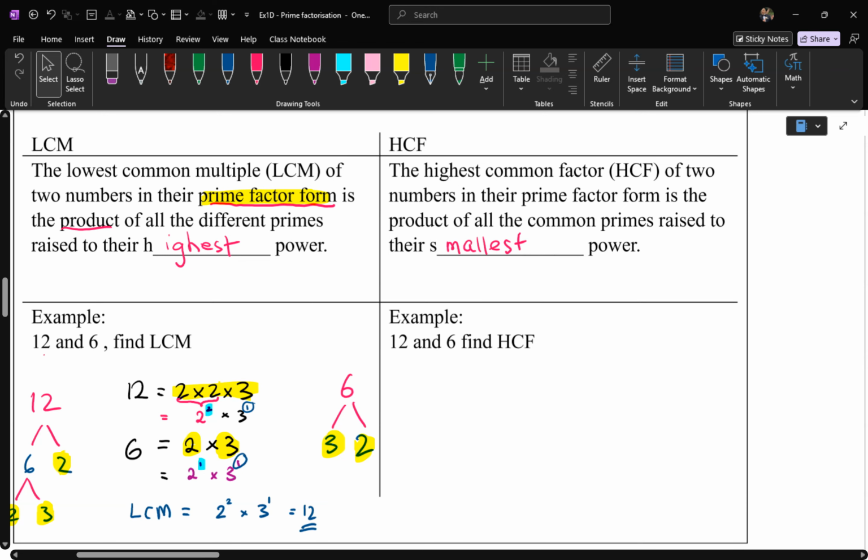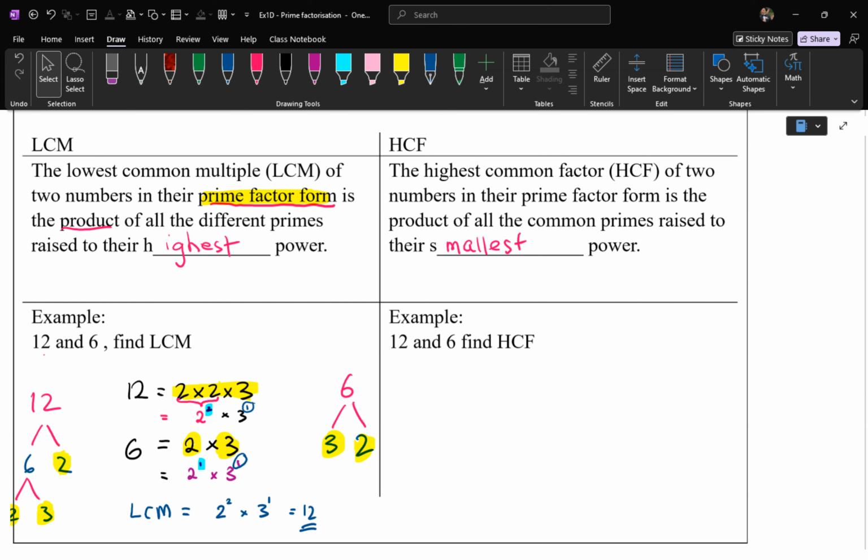Whereas in highest common factor, it's the other way around. Because remember, factors and multiples are opposites of each other. So if one is the highest, then this one will be the smallest power. Same theory: if you want to find your highest common factor, it is the multiplication of your prime factors, but with the smallest power.